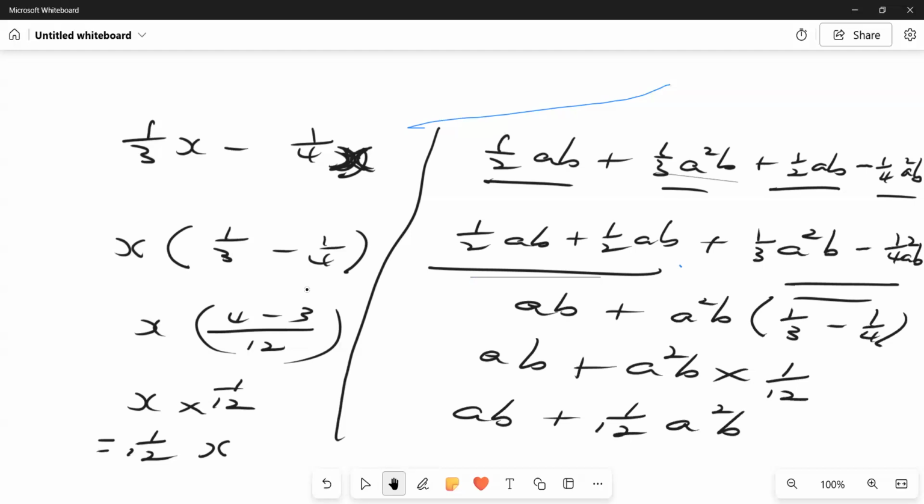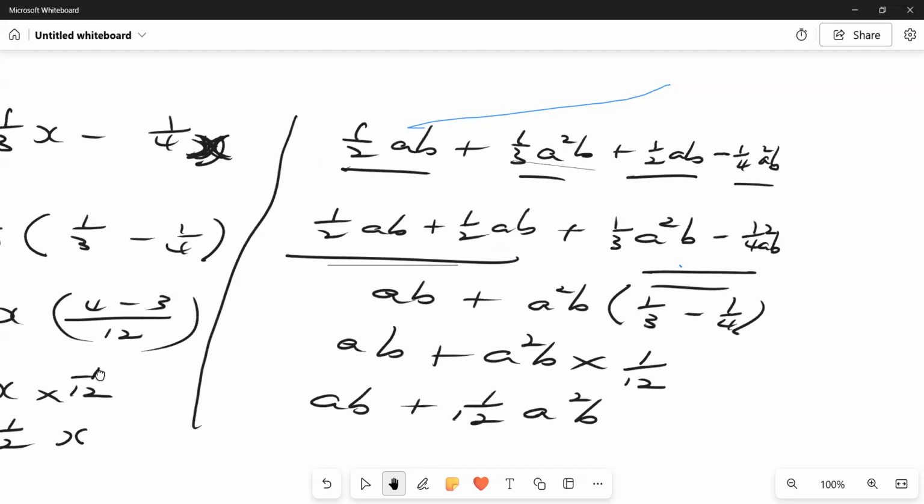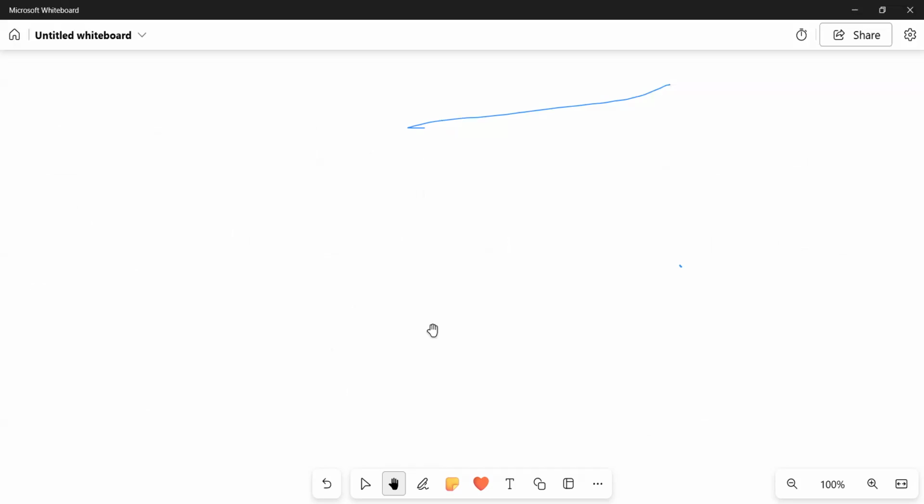So that's a little introduction there to algebra: how you can add like terms, how you can subtract like terms, how you can multiply like terms, how you can divide like terms. Let me do maybe one more multiplication and division and so forth.